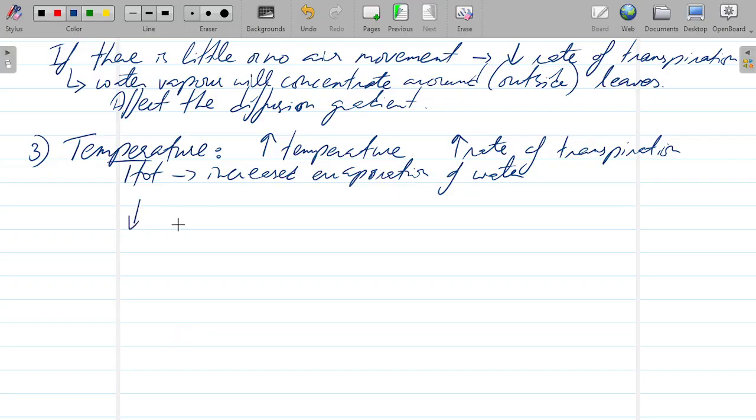And obviously we're talking about atmospheric temperatures. If it gets really, really low, then trees generally lose their leaves in those areas of the world, and so the situation really changes. Transpiration is not what we'll be discussing in that scenario. So low temperatures, low rate of transpiration. Simple.